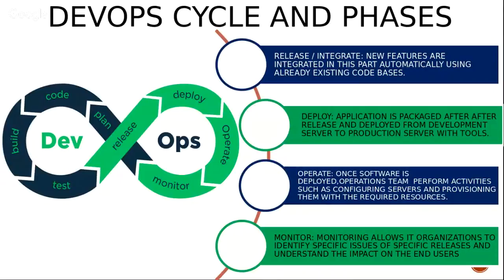The last stage rather is the monitor stage. The monitoring allows the organization to identify specific issues or specific releases and understand the impact on the end users. We use tools like Lagos in this phase to monitor whatever product you are deploying. Lagos is very common. It monitors websites, apps, whatever you need to monitor. Lagos is the tool for it. Move on to DevOps tools.